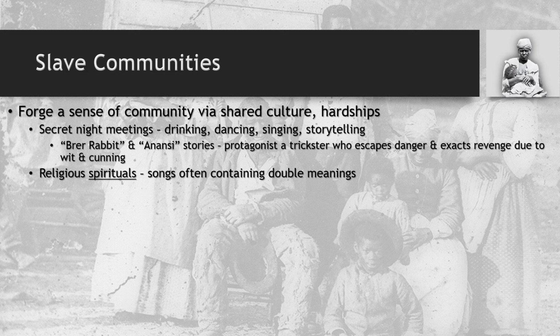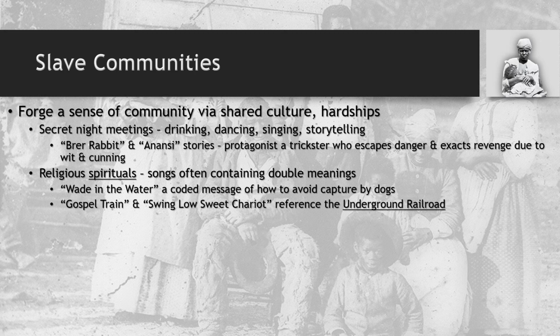Religious spirituals, of course, are another thing that we see referenced time and time again. These are songs that in some cases contain double meanings. It's usually an expression of emotion, of anguish, of hardship, of a desire to get away from one's current situation. But in some cases, they contain coded messages. The song "Wade in the Water" is a message for how to avoid being captured by dogs if you're running away. The other songs include Gospel Train and Swing Low, Sweet Chariot. These contain references to the Underground Railroad, the series of safe houses and locations where you would be safe if you were running away from captivity.